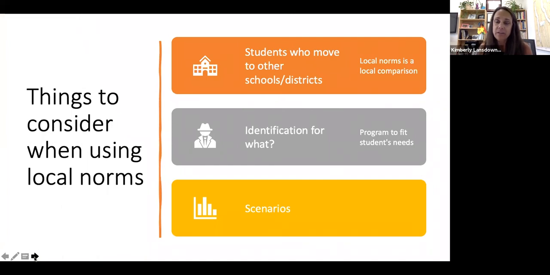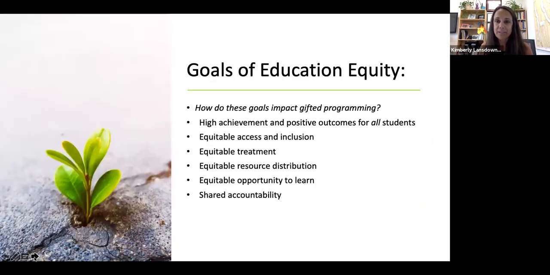Now, there are some things that we want you to consider when you are using local norms. One is that they are not portable, or they may not be. Let's just say that. They could be, they may not be. So if you are moving to a different school or to a different district, that comparison group is different, right? So you would not necessarily take those particular scores and hand them to the coordinator in the new district and receive services. Then the other that Dina is going to talk about so much more is identification for what, and you've already addressed that a little bit, Dina, and I know that you're going to do that more. And so we'll move on to the goals of education. So Dina, you want to take this from here?